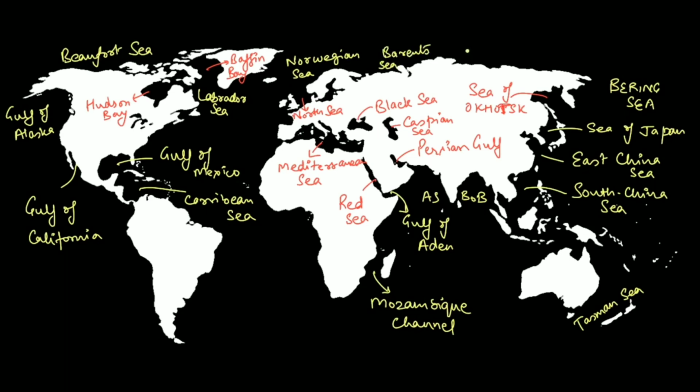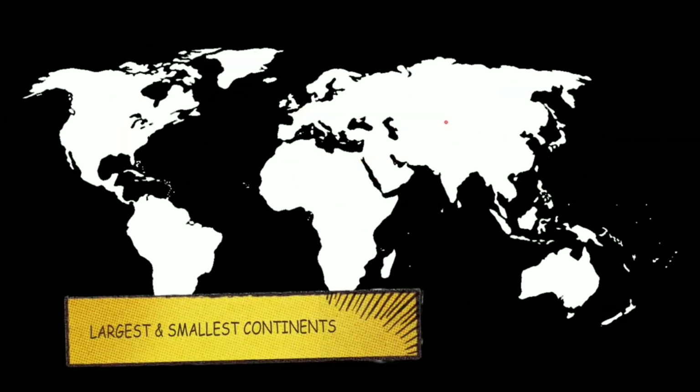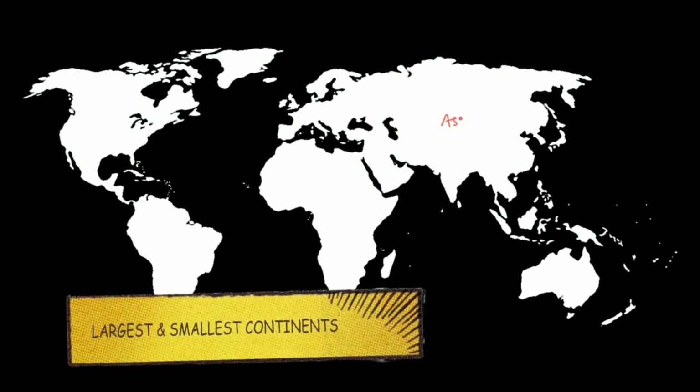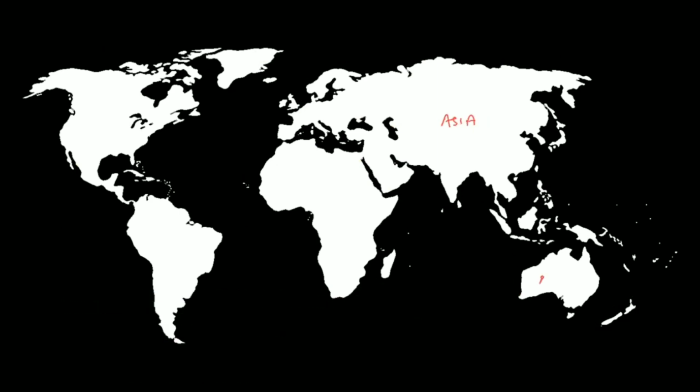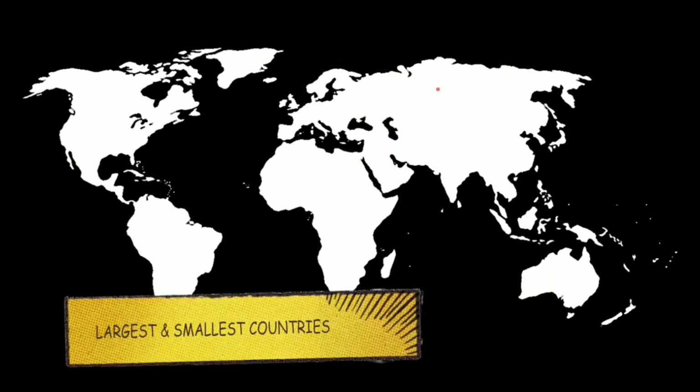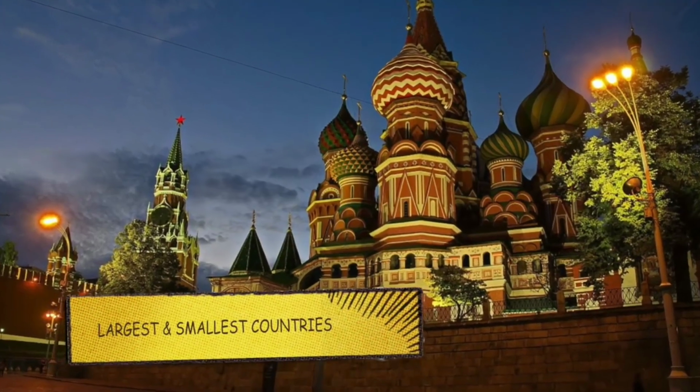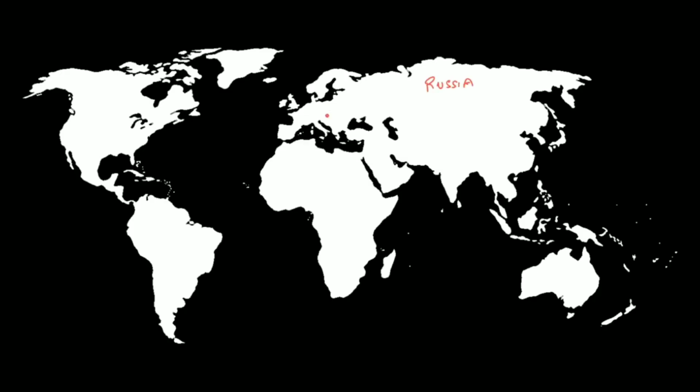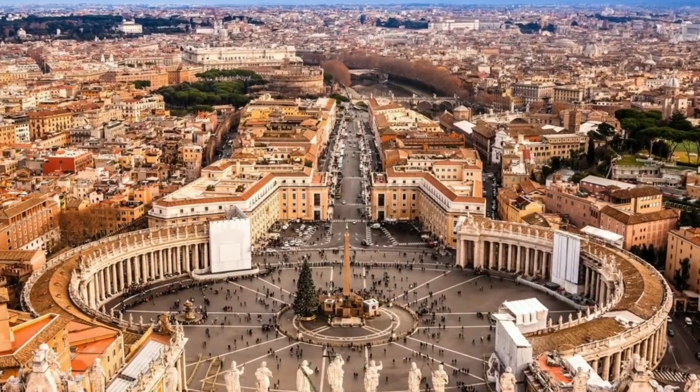And lastly, the seas on the northern coastline of Russia, the Kara Sea, Laptev Sea, and the East Siberian Sea. The largest continent of the world is Asia, whereas the smallest is Australia. The largest country of the world in area is Russia, whereas the smallest is Vatican City.